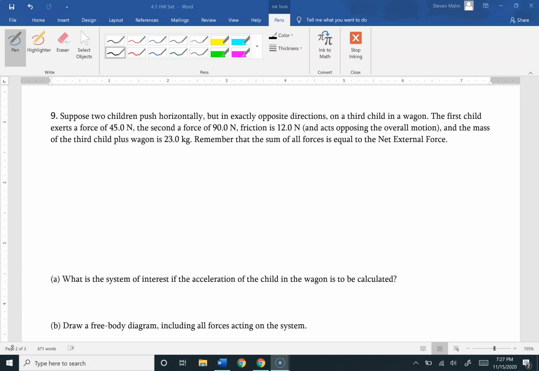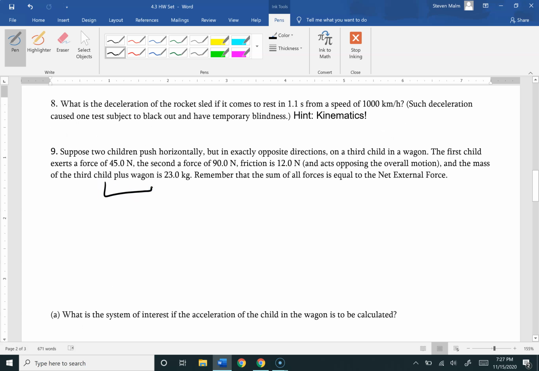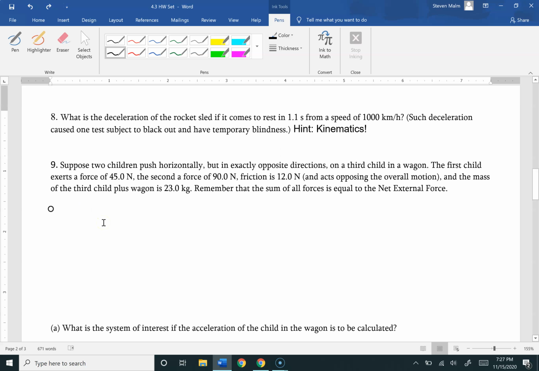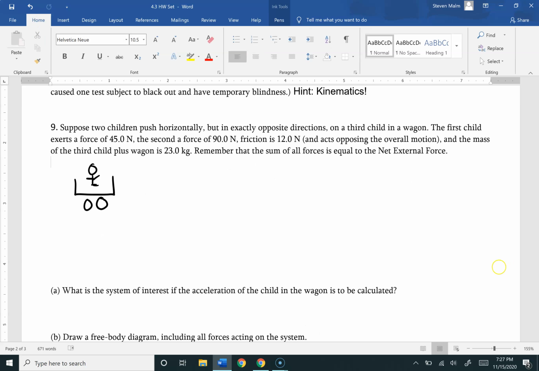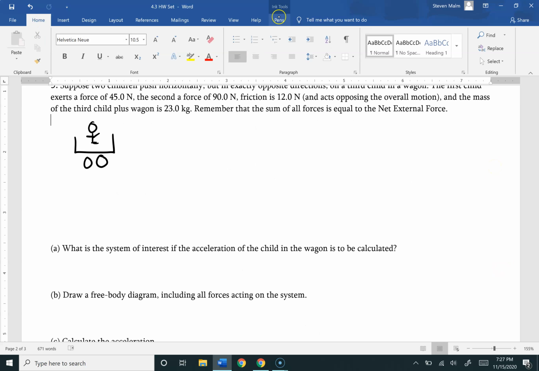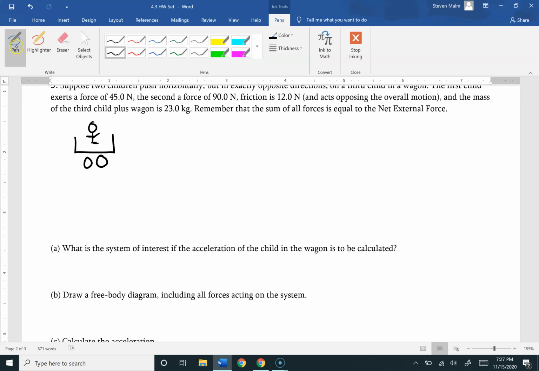So first off, number 9 asks about a child in a wagon. So here's our wagon. Here's our little person, and he's sitting there while he's being pushed. And when it comes down to it, the pushes are the thing that we really care about.